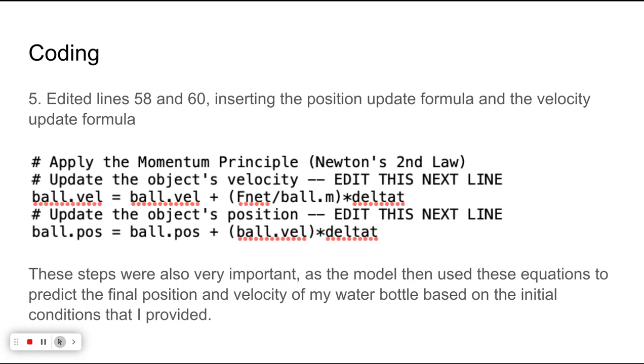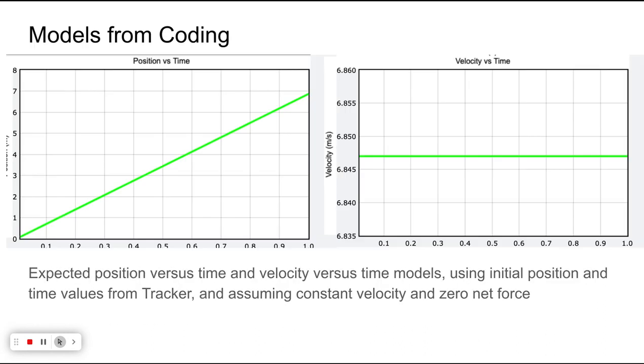I then edited lines 58 and 60, inserting the position update formula and the velocity update formula, again shown below. These steps were also important, as the model used these equations to predict the final position and velocity based on the initial conditions that I provided. Here are my models from coding. On the left is my position versus time model, and on the right is my velocity versus time model.